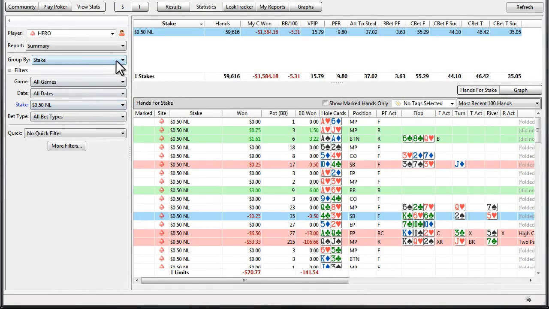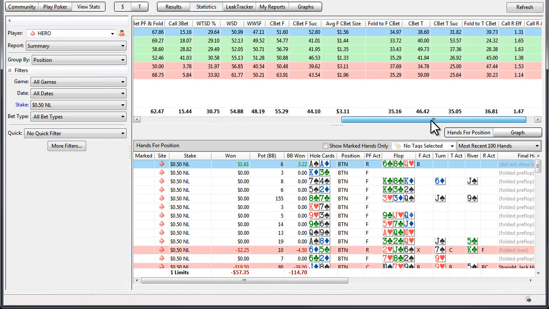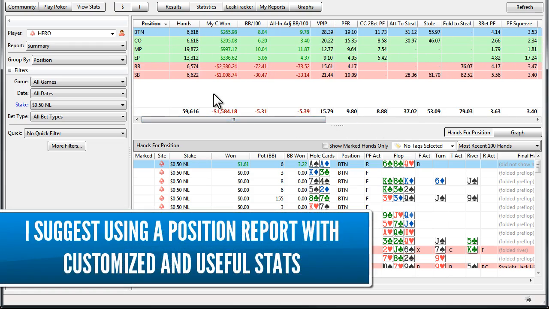So the first thing I like to do is check this out by position. And I keep my position report very specific to me, so I have all the stats that I like in here that I use as a very basic default. And this is what we're looking at.